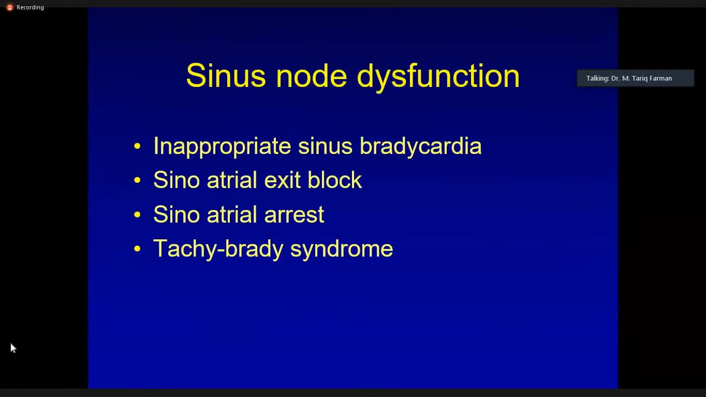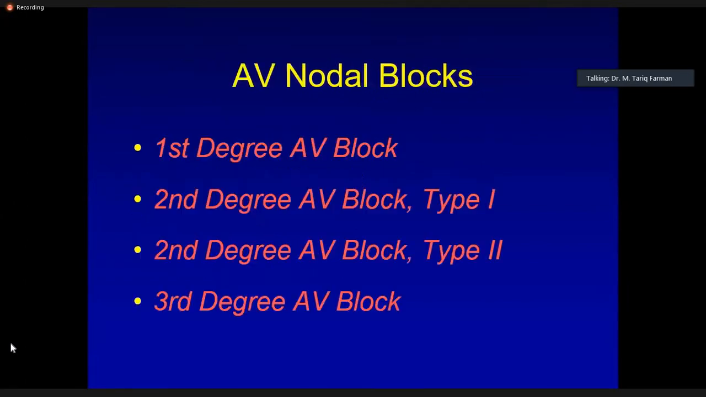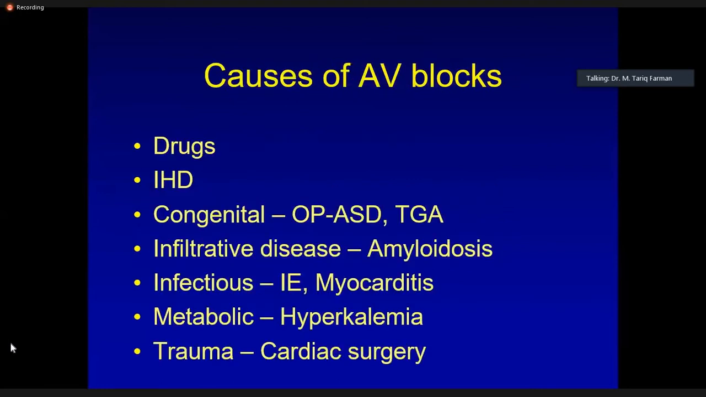Sinus node dysfunction, inappropriate sinus bradycardia, sinoatrial exit block, sinoatrial arrest, tachy-brady syndrome. But these arrhythmias are less common. What is common? The common ones are AV nodal blocks: first degree AV block, second degree AV block type 1, second degree AV block type 2, and third degree AV block. So these AV nodal blocks are more common in clinical practice. You should know about these AV nodal blocks.